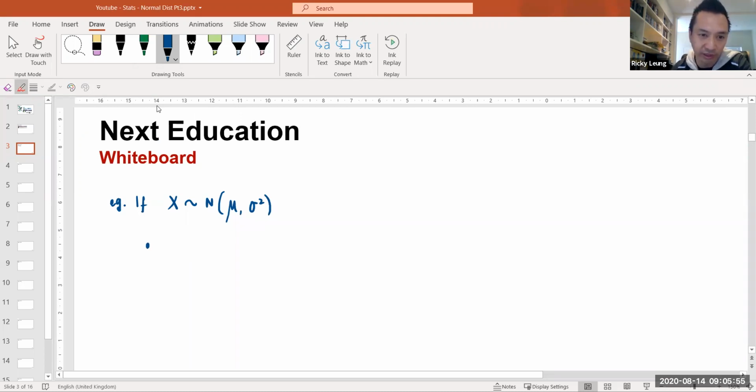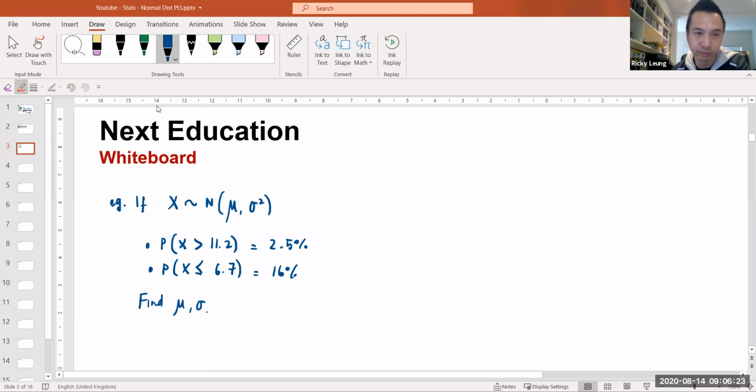And there's two facts given: the probability that this variable is greater than 11.2 is, let's say, 2.5%, and the probability that this random variable is less than or equal to 6.7 is equal to 16%. Find mu and sigma. That's all that's given.